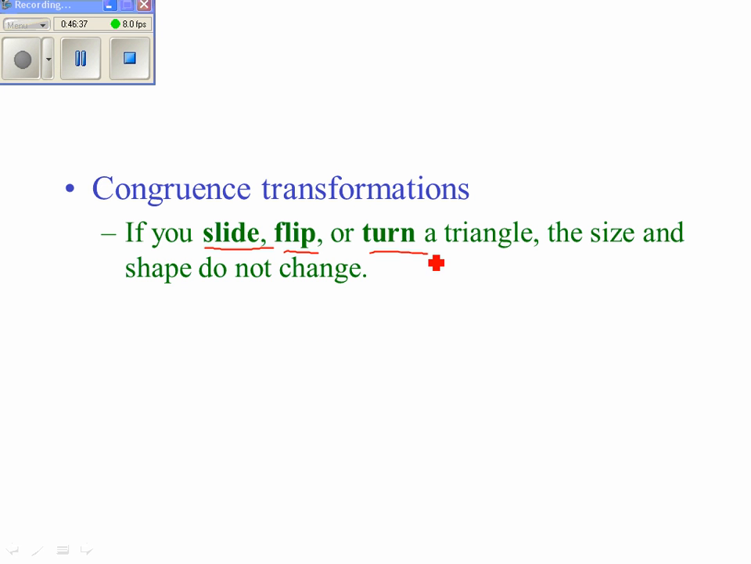What's another name for a slide? Translation. Another name for a flip? Reflection. Another name for a turn? Rotation. Very good.